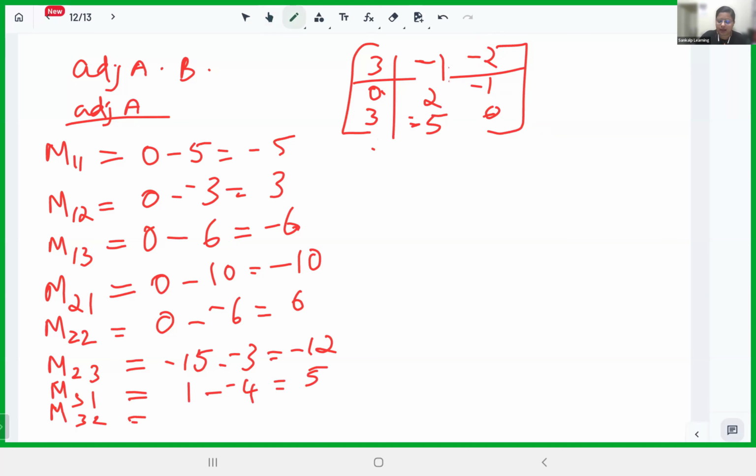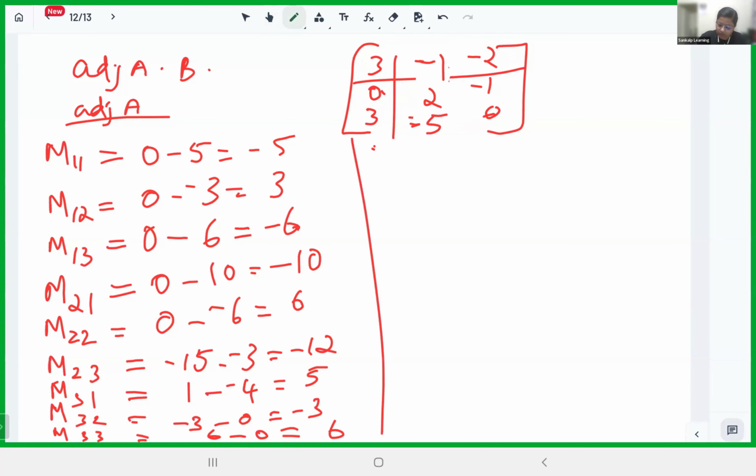Now what about M32? M32 is the third row and the second column deleted. So it is 3 into minus 1 is minus 3. Then 0 into minus 2 is minus 0. So that is equal to minus 3. Now what about M33? M33 is equal to the third row and third column deleted. So the remaining is this one. You have to find out the determinant of this particular minor. So 3 into 2 is 6, 6 minus 0 into minus 1 is 0. So 6 minus 0, that is equal to 6.